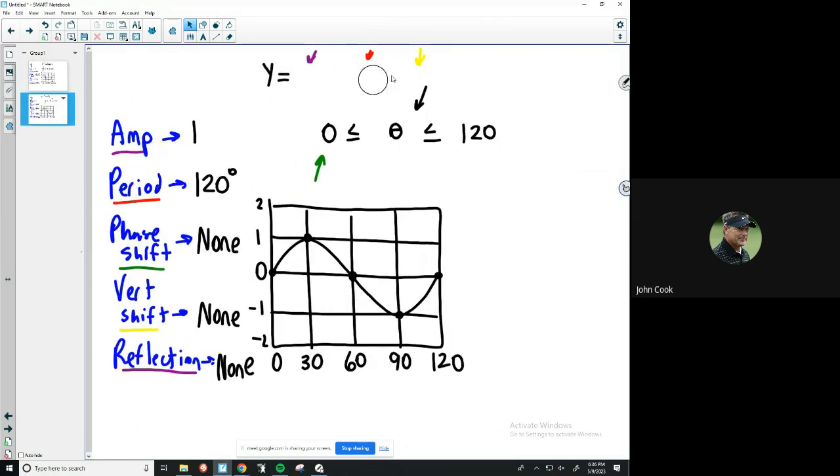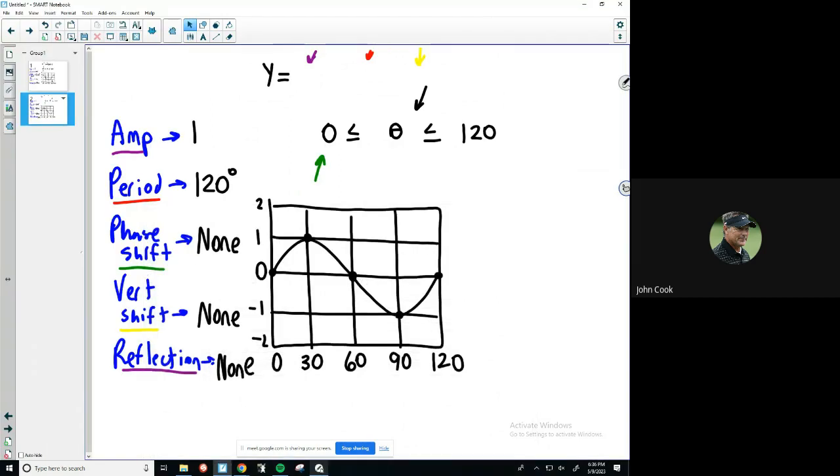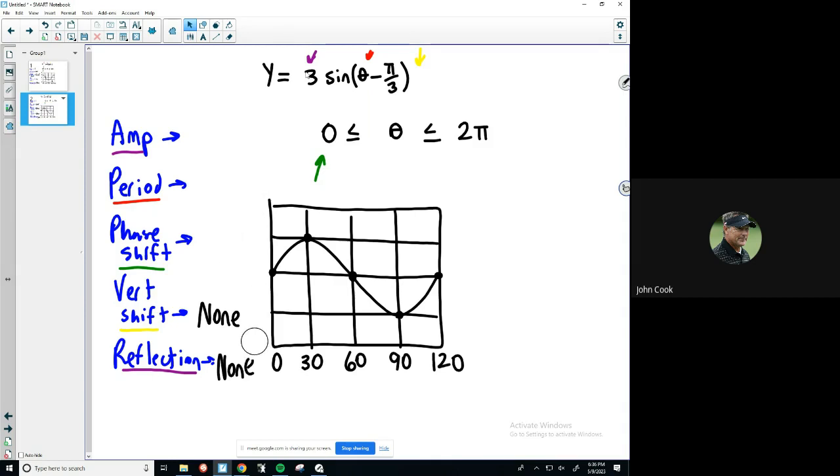And let's see, what did they give us again? It was 3 sine of theta minus pi thirds. And the pi thirds subtraction is in the parentheses, so that's not a vertical shift, okay? And we're dealing with radians, so it's going to go from 0 to 2 pi. Let's see how things get changed up from all this. Okay, so here we go. Our sine graph stays the same. It's never going to change unless we have a negative reflection, like a reflection over the y-axis.